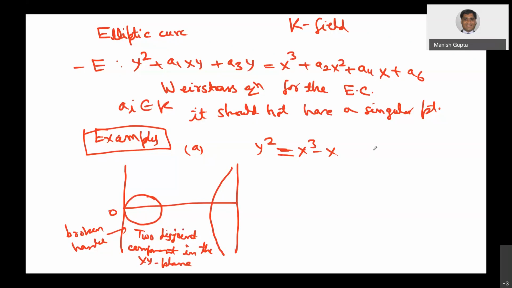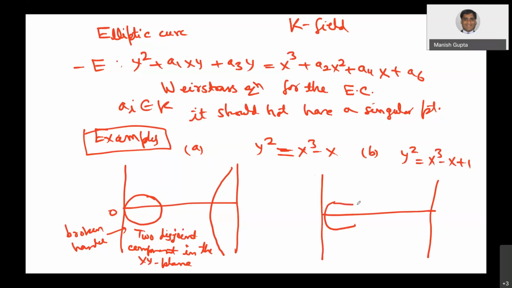Another example I can take: y square is equal to x cube minus x plus 1. In this case, if we draw the picture here, something like this. Okay, so handles are not discernible here. So this is a single component, a single piece. Okay. Third example.